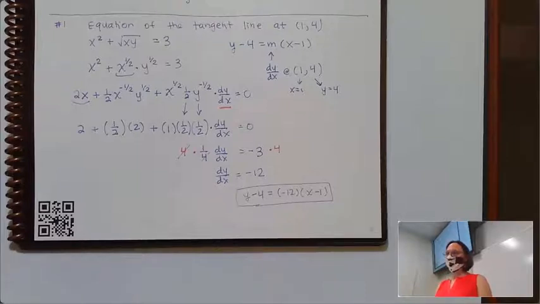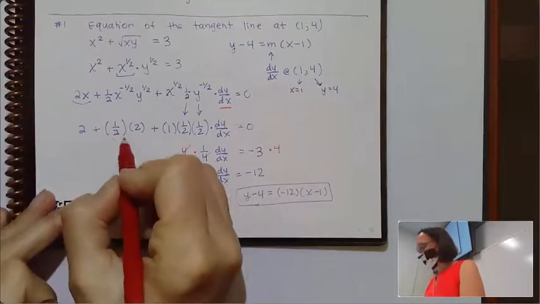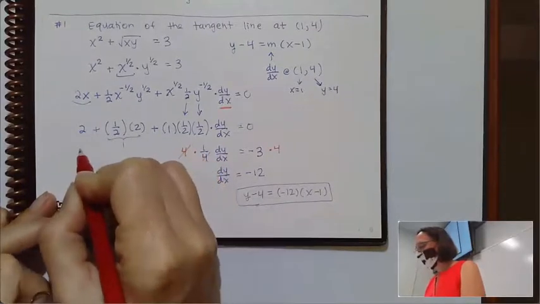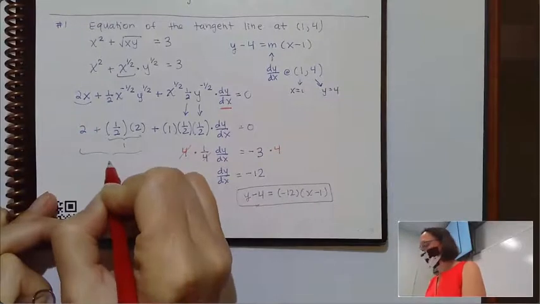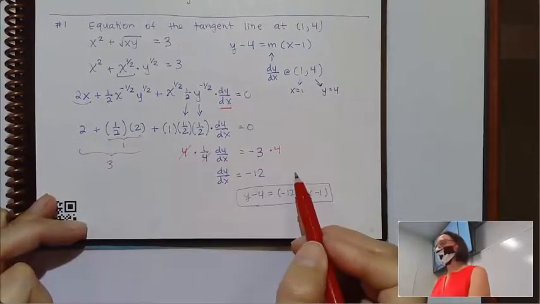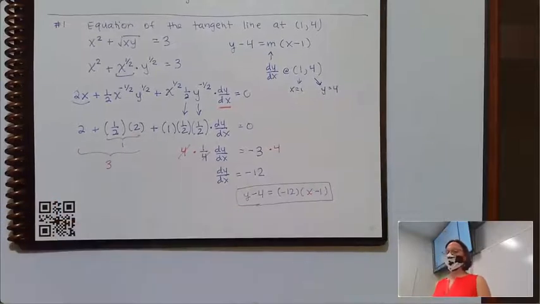Yeah. So I've got 1/2 times 2. So that would be a 1. But then I've got 2 plus 1. So together that's 3. And I subtracted 3 from both sides because this piece didn't have a dy/dx in it.